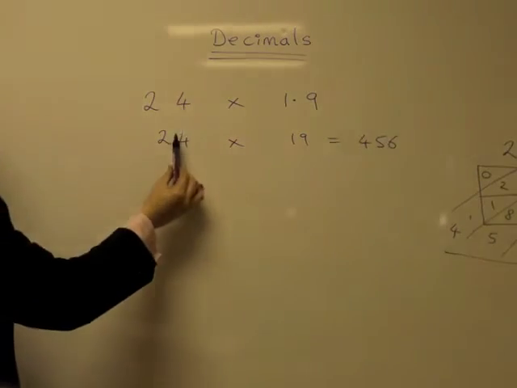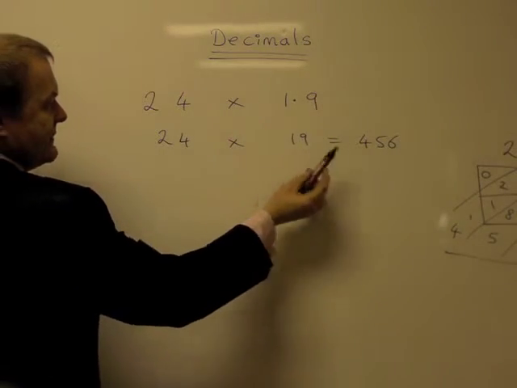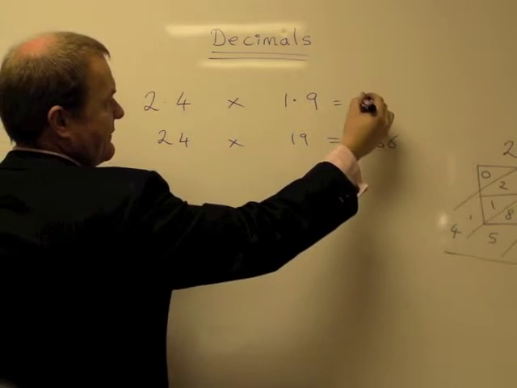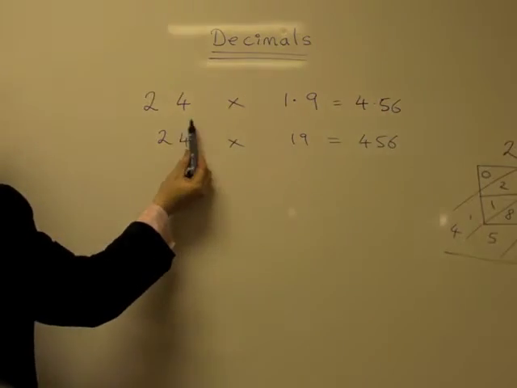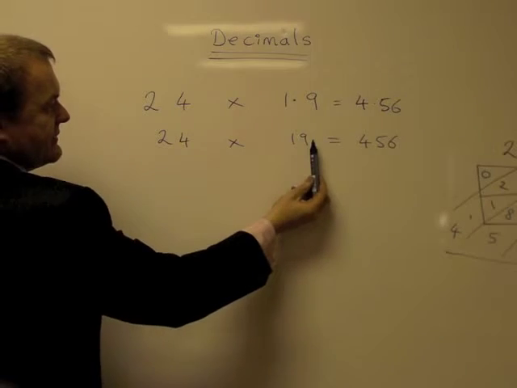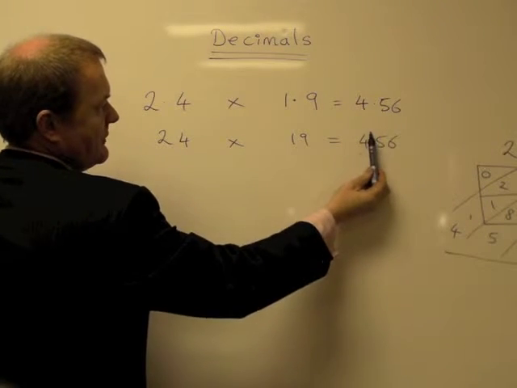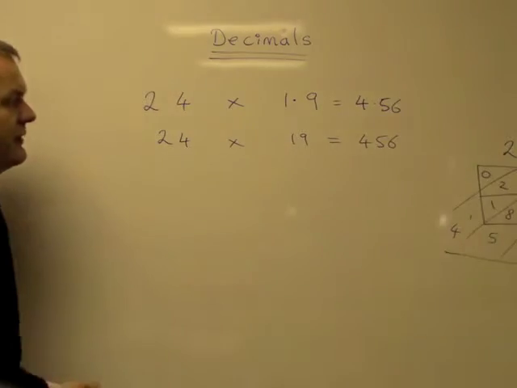I've scaled up by a factor of 10 and scaled up by another factor of 10. So I'll scale back down by a factor of 100. Or I'll move the decimal point once, and once there, that's twice, so I've got to put it back twice. 1, 2, 4.56.